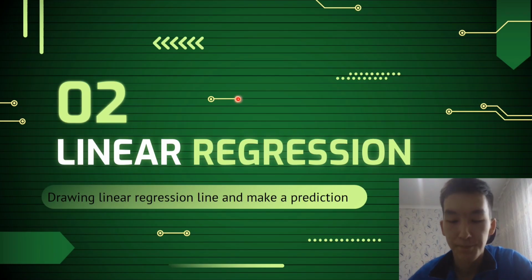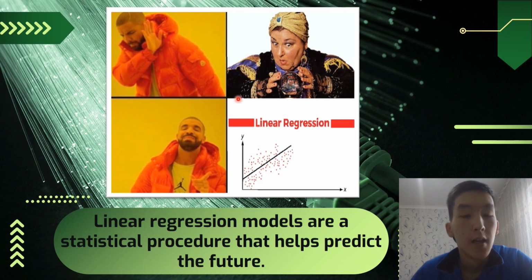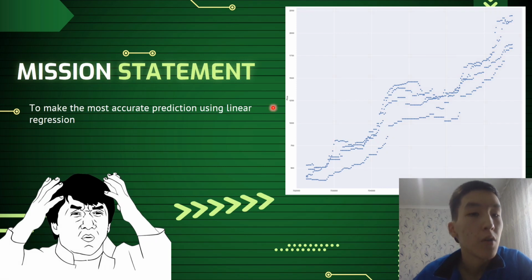Linear regression. Let's look at linear regression for this data. But before we begin, I think it's best to explain what linear regression is in one sentence. Linear regression estimates the coefficients of a linear equation containing one or more independent variables to best predict the value of the dependent variable. Our mission is to make the most accurate prediction using linear regression.